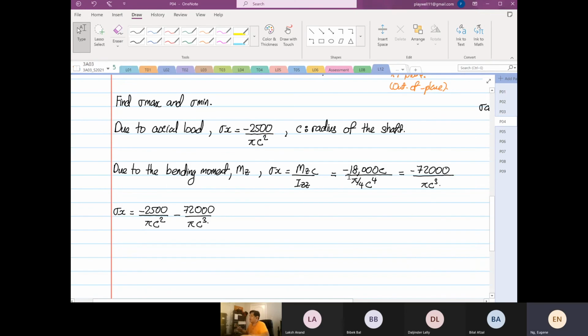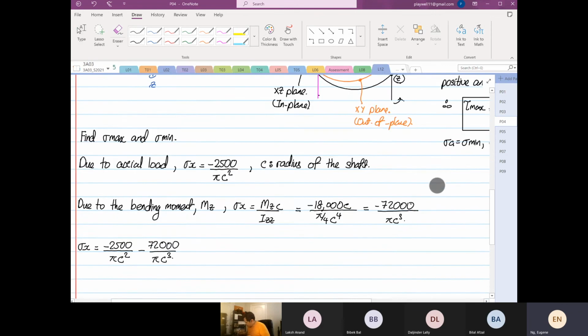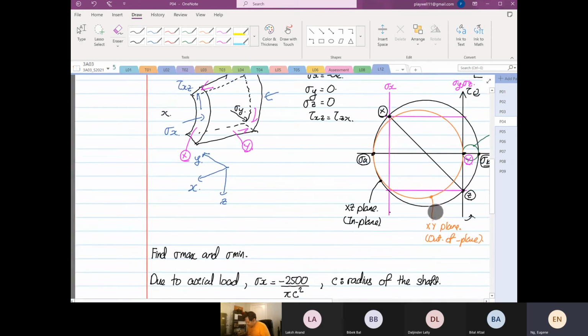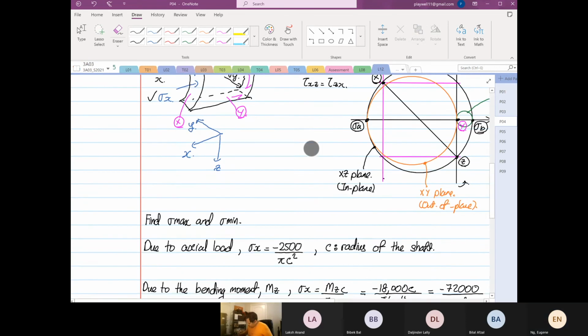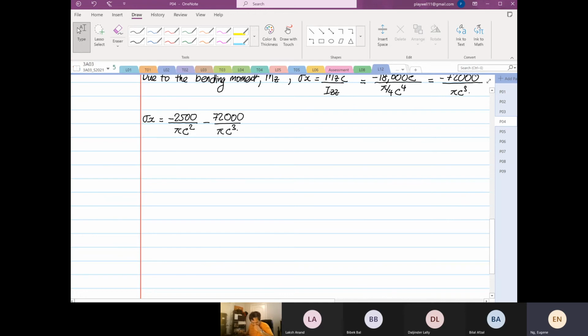Okay, so we have found our normal stress. So going back to the element, we have distinguished our normal stress. The next thing we're going to look into is our shear, so our shearing stress due to the torque.